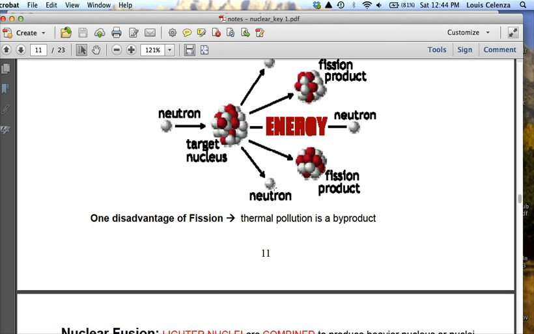So that's the main disadvantage of fission, that it produces contaminated radioactive material. An advantage of it is that we have a lot of fuel for it, and you get a lot of bang for your buck. In essence, you need a very small amount of uranium to produce a large amount of energy.